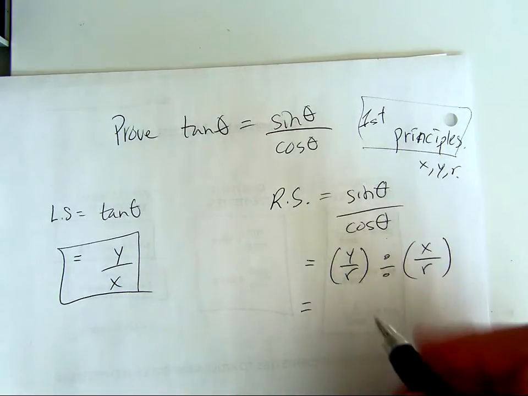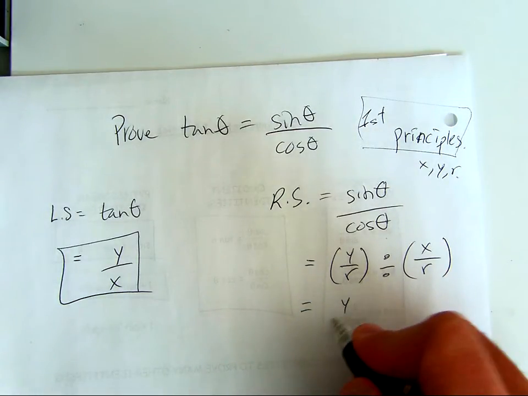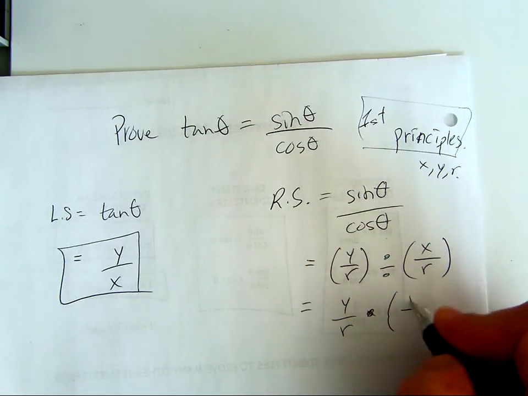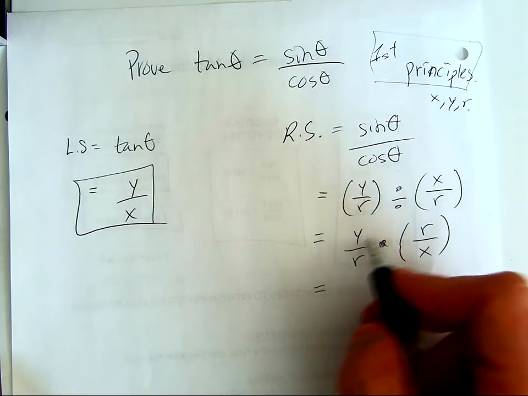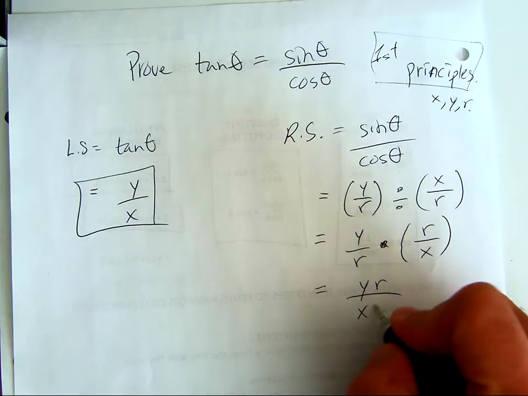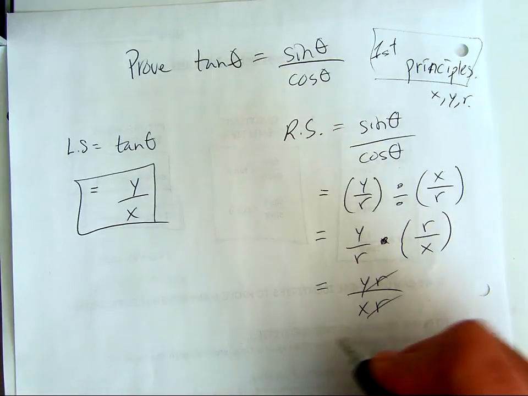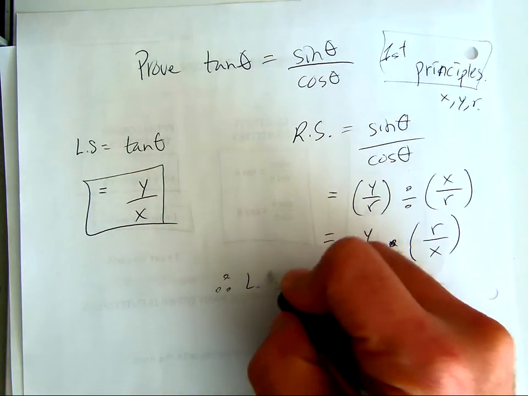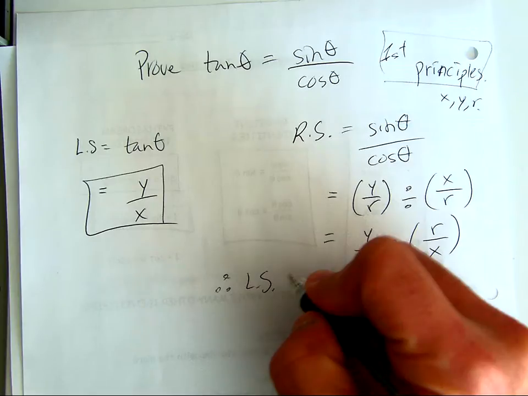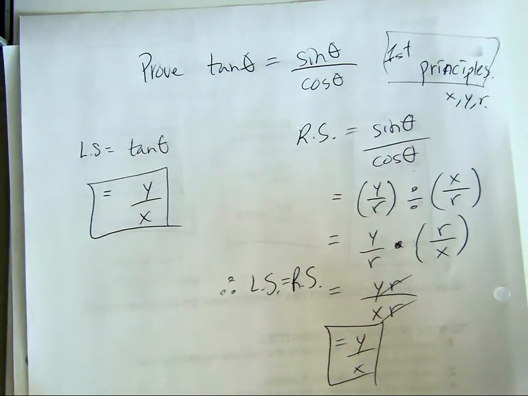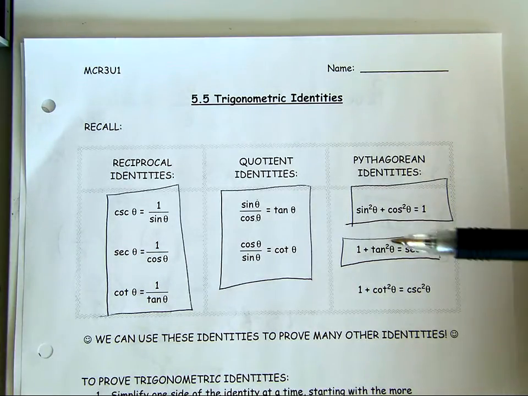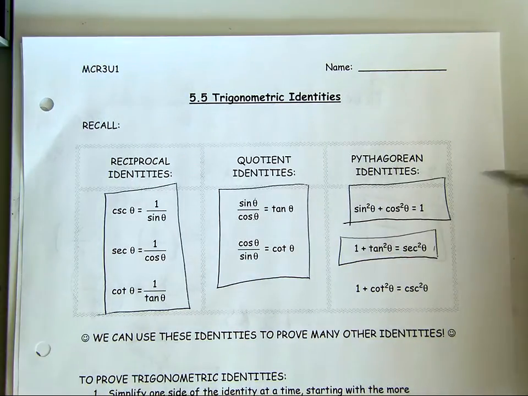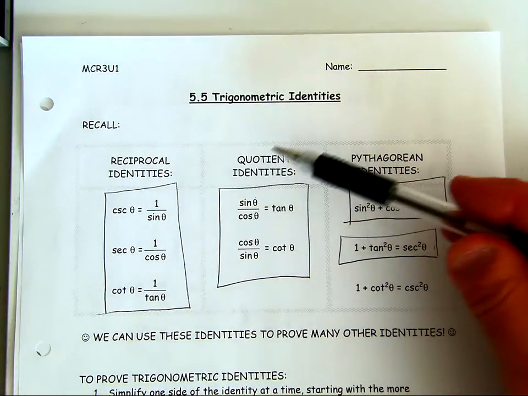And if I continue this, if you go to divide, how do you divide two fractions? You multiply by its reciprocal, and its reciprocal would be r over x. Continuing that, y times r is y times r, and r times x is r times x. Then I can divide the r's from both sides, and I get y over x. So therefore, using first principles, the left side and the right side of that equation are the same. So that's using first principles. Again, first principles are used to prove any of these trig ratios that are here at the beginning. Anything else, we are going to use these trig ratios to go prove other things.